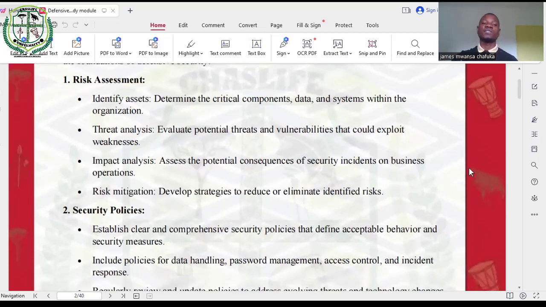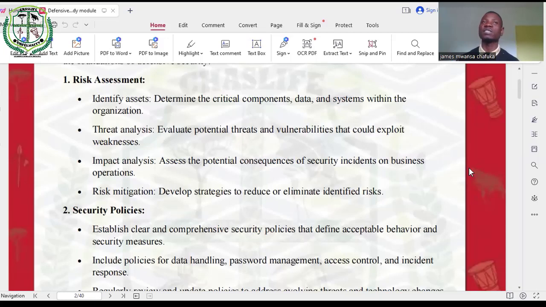Another point on risk assessment is risk mitigation. To mitigate is to find a measure that can be put in place in case there is any issue that might happen or affect your computer system. So you already have a backup plan, a mitigation plan.